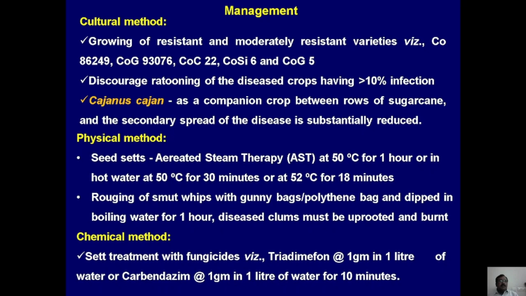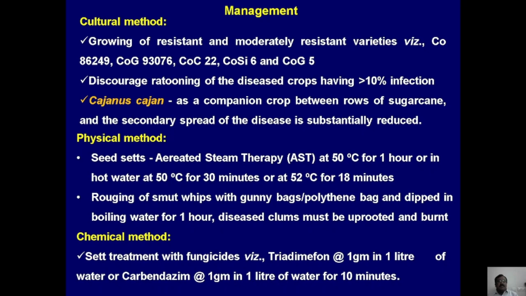Among the cultural methods, growing resistant or moderately resistant varieties, which include CO 86249 or COG 93076, etc., have to be used, and ratooning of diseased crops having more than 10% infection should be discouraged, so that the infection ratio or disease spread is much reduced under field conditions. And then growing Cajanus cajan, red gram, as a companion crop between two rows of sugarcane reduces the secondary spread of this disease.